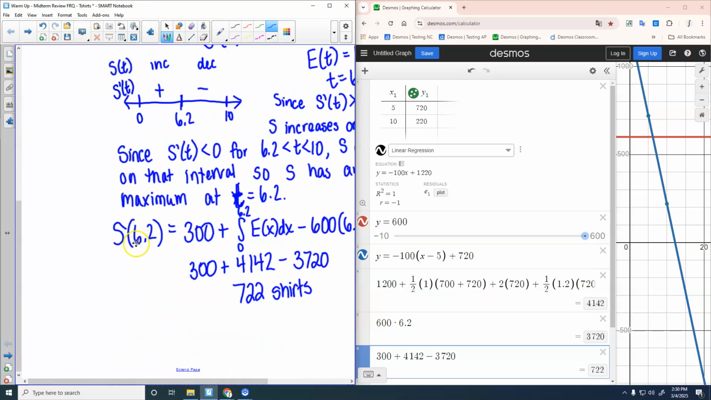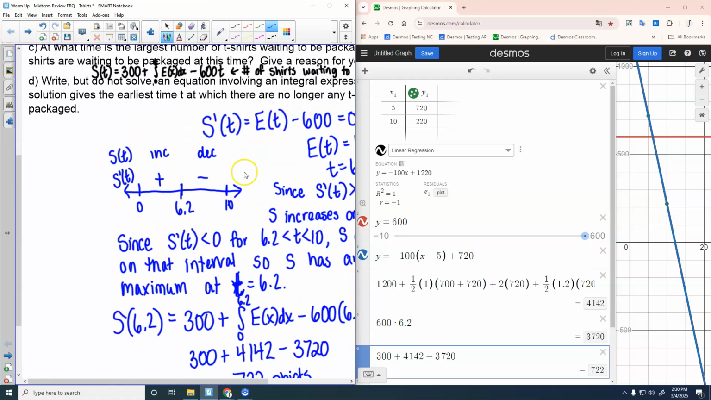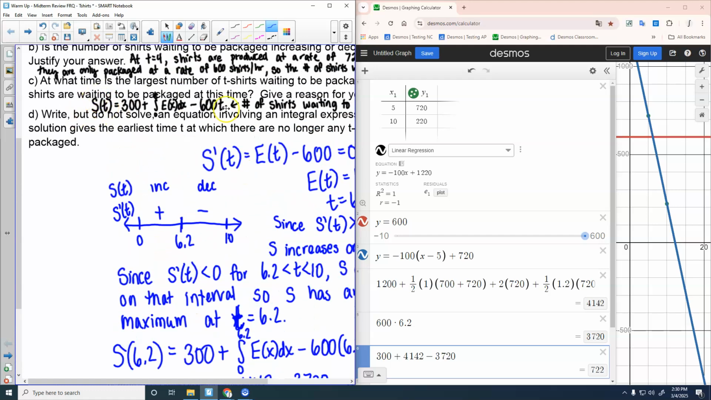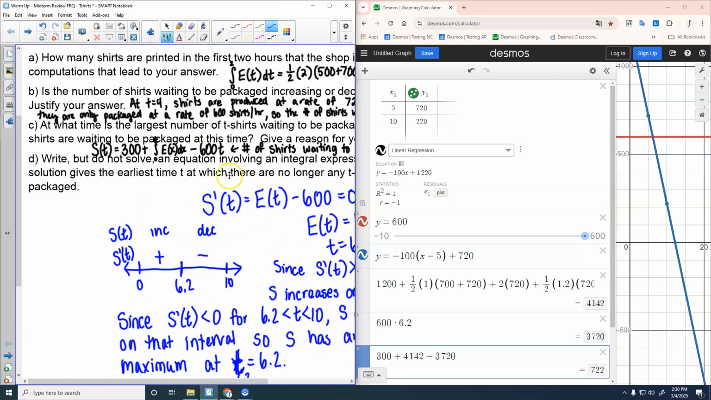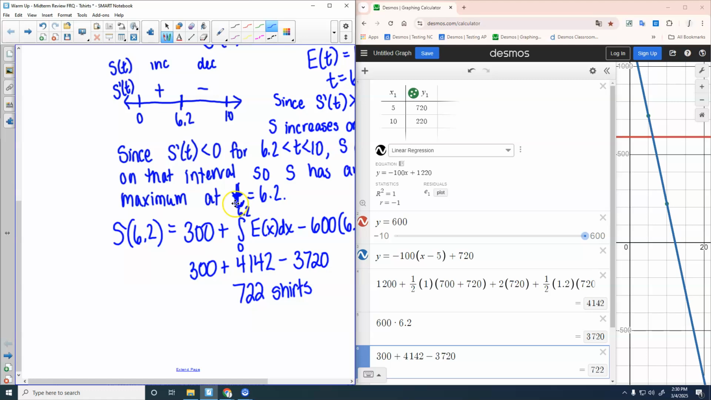So, you could maybe answer part C without setting up this S of T equation. But if you set it up, it makes part D really easy. Because what did we say this is right here? Number of t-shirts waiting to be packaged. So what should we do if we want to find an equation where there's no more t-shirts waiting to be packaged? Set that equal to 0. So if you've already set this up here, then for part D, you could probably get away with saying S of T equals 0.